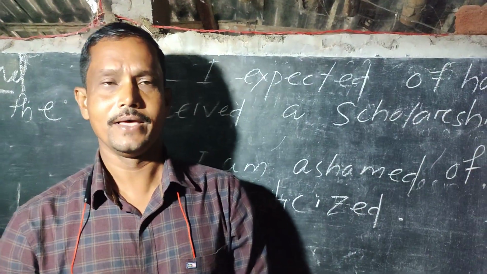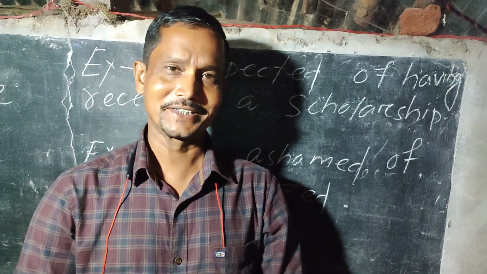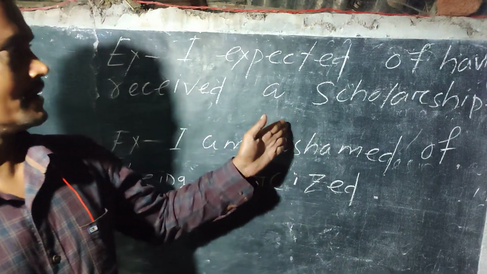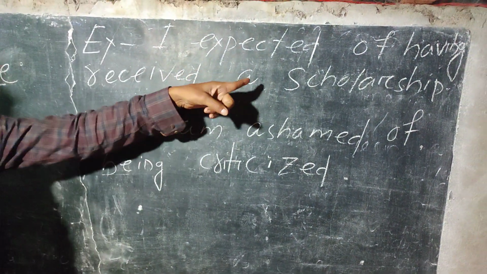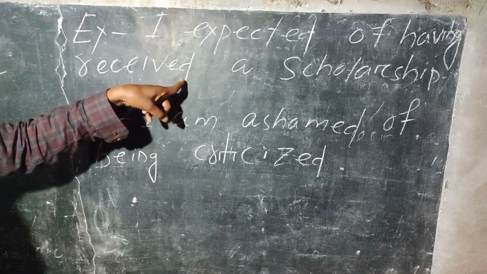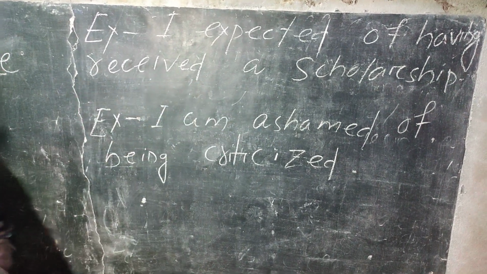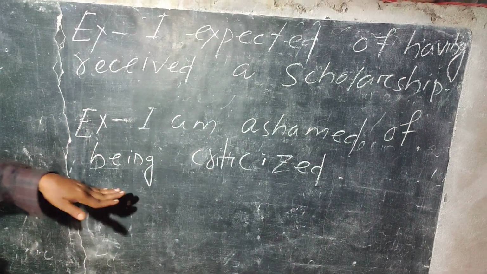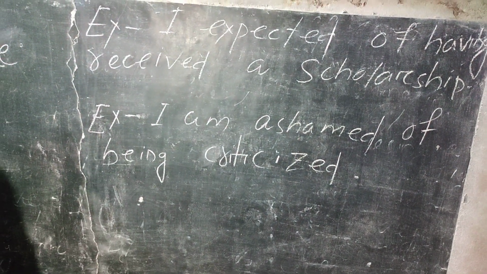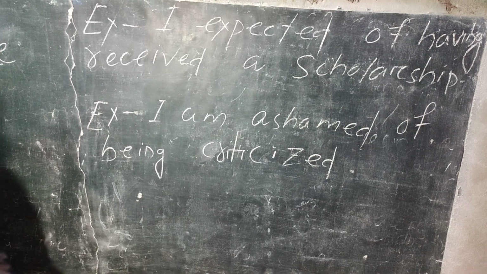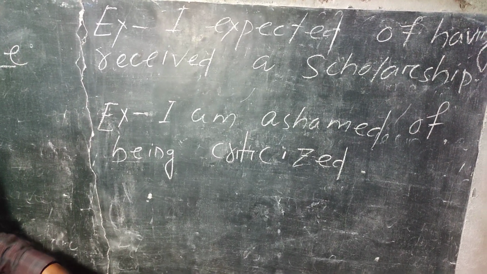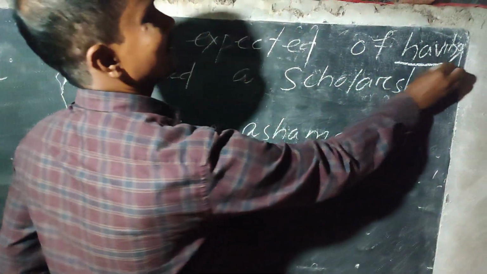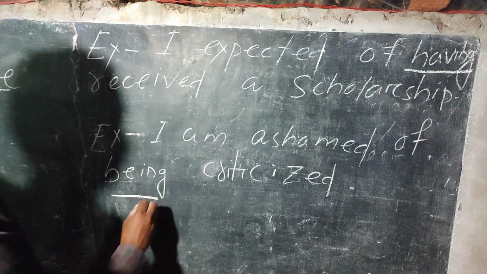To clarify the facts, I have given two examples for you. The first example is, I expected of having received a scholarship. And the second one is, I am ashamed of being criticized. So what is the compound word? The compound word is, just like now you can see, only for two verbs, have and be.